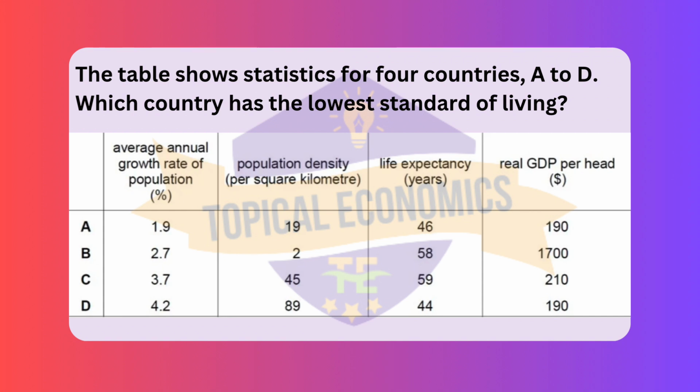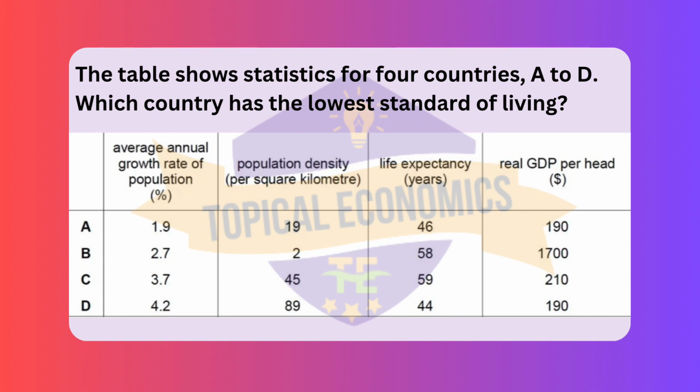Population density, while this may influence living conditions, it doesn't directly measure living standards. Country D has the highest population density, 89 people per square kilometer, which could suggest more crowded living conditions and potential pressures on infrastructure and services. Population growth rate. A high population growth rate, as seen in Country D with 4.2%, might indicate challenges such as overpopulation and strain on resources, which could negatively impact living standards.